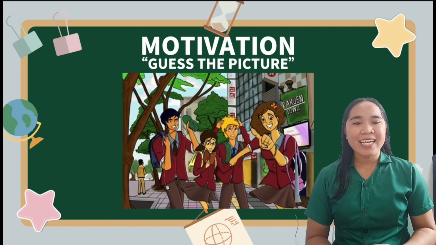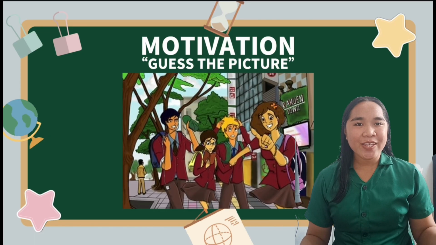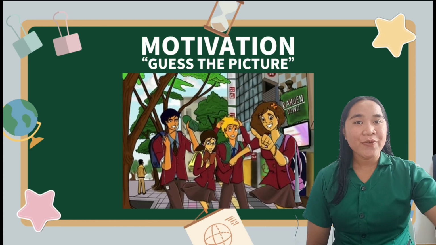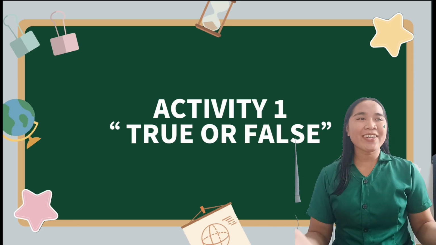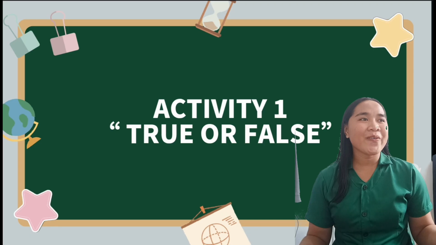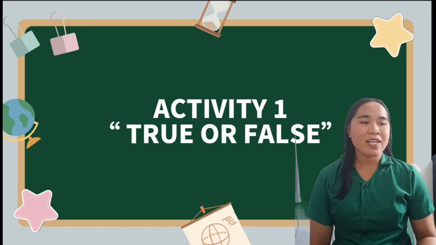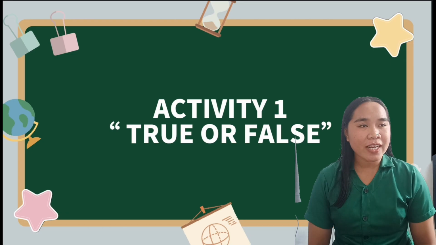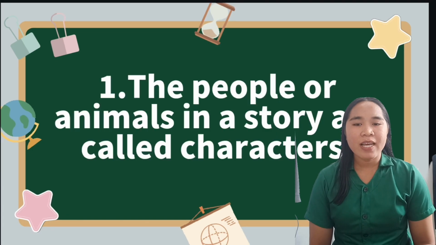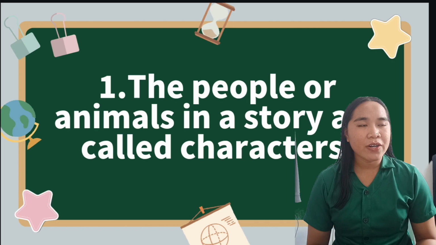Very good. This motivation connects to our lesson today, and I know that you are all excited. So the first thing we're going to do now is our activity. This is activity number one. What we are going to do now is answer true or false. Number one question, class, true or false? The people or animals in a story are called characters. Is it true or false?